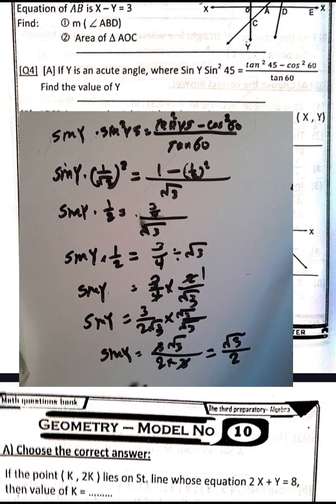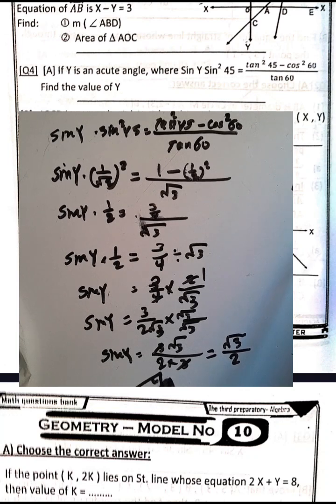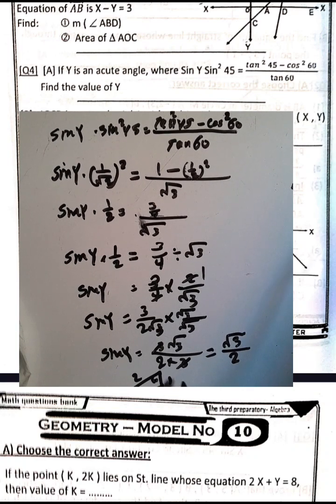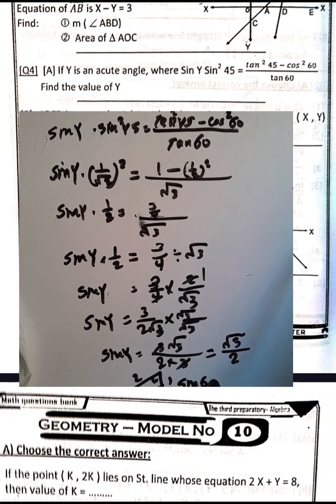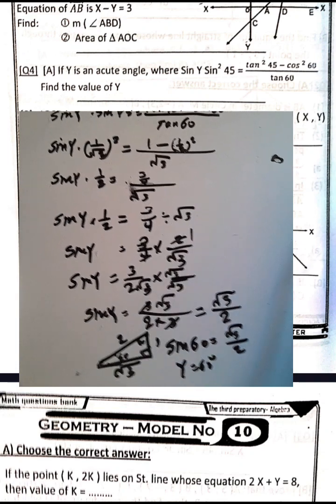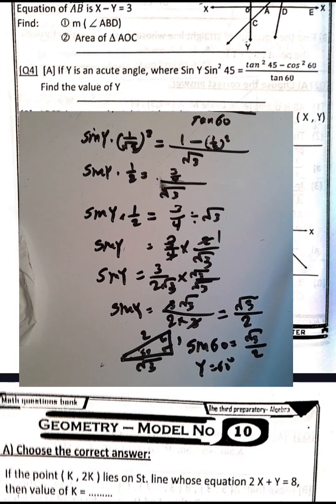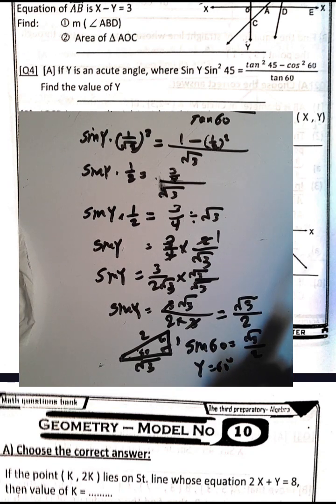Root 3 over 2, what will it be? If we draw a right angle triangle here, 30 and 60, with sides 1 and 2 and root 3, then we know sine 60 equals root 3 over 2. Then y will be 60 degrees. The value of y will be 60 degrees. Okay.